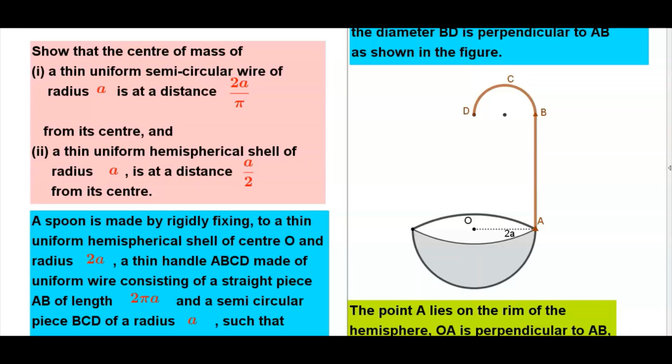2019 August past paper question. Show that the center of mass of a thin uniform semicircular wire of radius a is at a distance 2a over pi from its center, and a thin uniform hemispherical shell of radius a is at a distance a by 2 from its center.